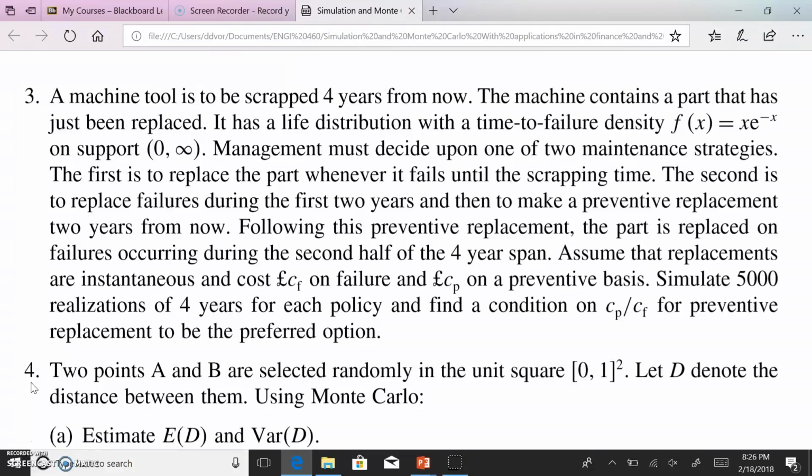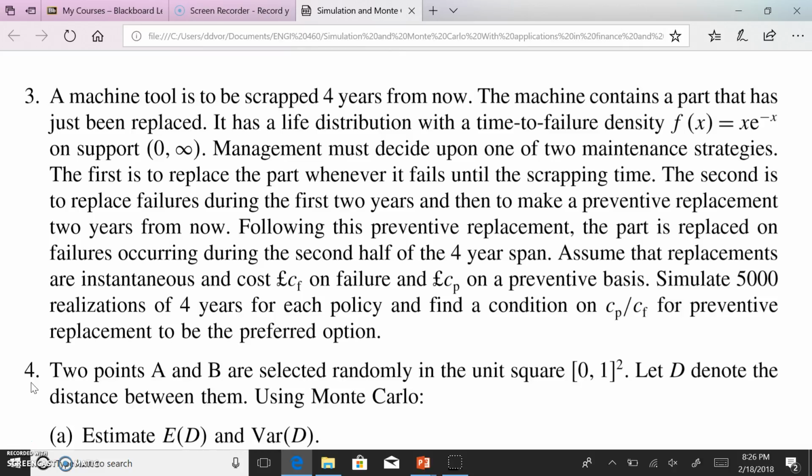It says a machine tool is to be scrapped 4 years from now. The machine contains a part that has just been replaced. It has a life distribution with a time to failure density of f(x) = x e^(-x) on support from 0 to infinity. Management must decide upon one of two maintenance strategies. The first is to replace the part whenever it fails until the scrapping time.